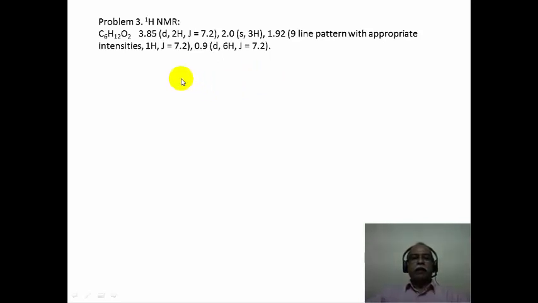In problem number 3, the molecular formula corresponds to C6H12O2, and the degree of unsaturation is 1 in this particular molecule. Now, if you look at this information, namely 1.92 ppm, a 9-line pattern with appropriate intensities and the J value of 7.2, it implies that there are 8 adjacent hydrogens to this particular CH group. This is a 1 hydrogen intensity, so it should be a CH group, and there are 8 adjacent hydrogens which are vicinal to the CH group that we have.